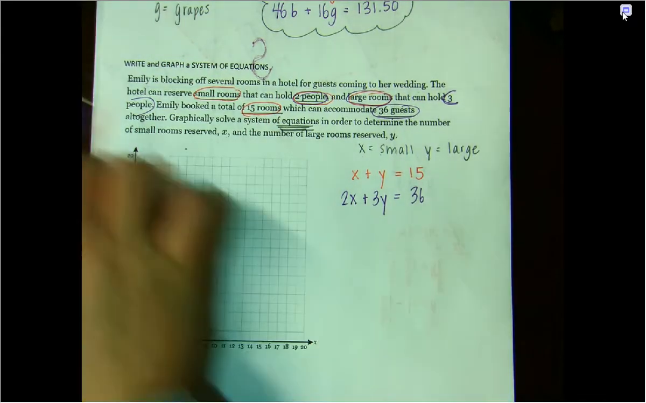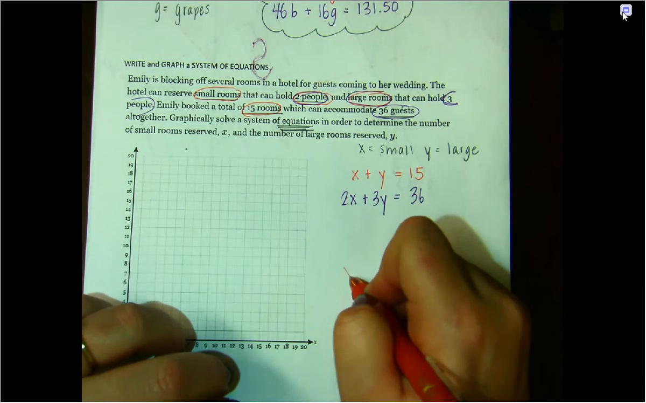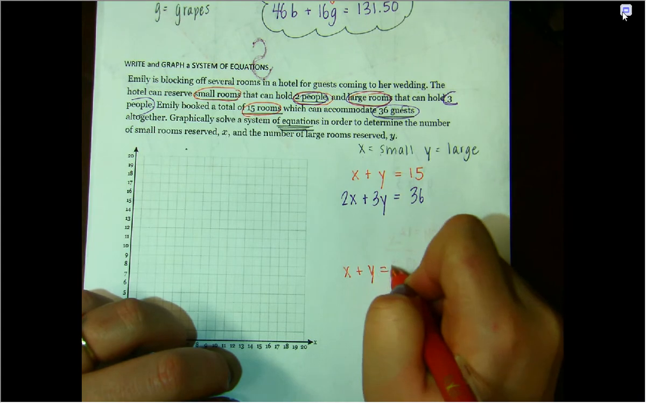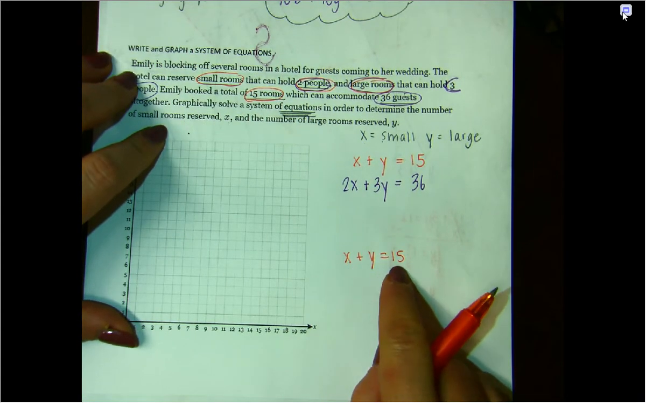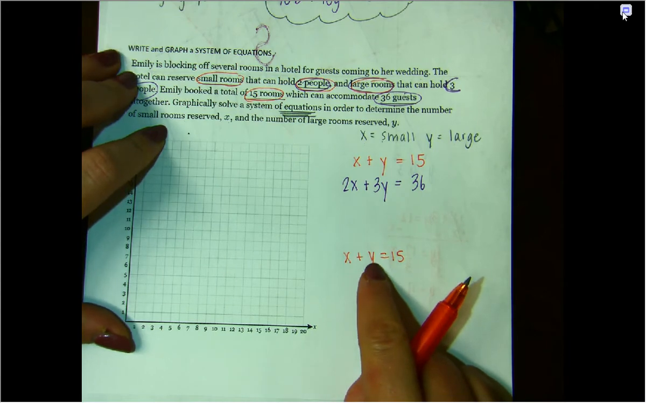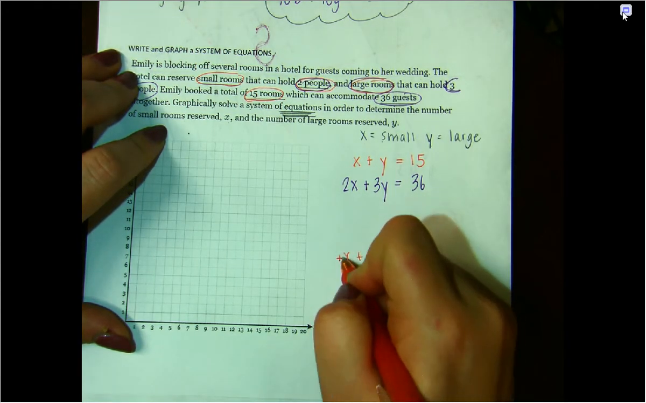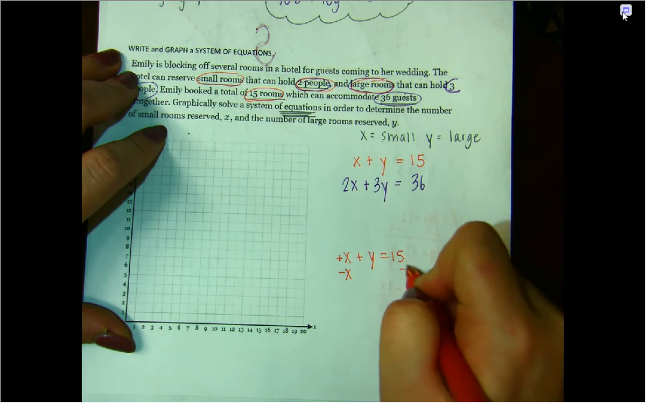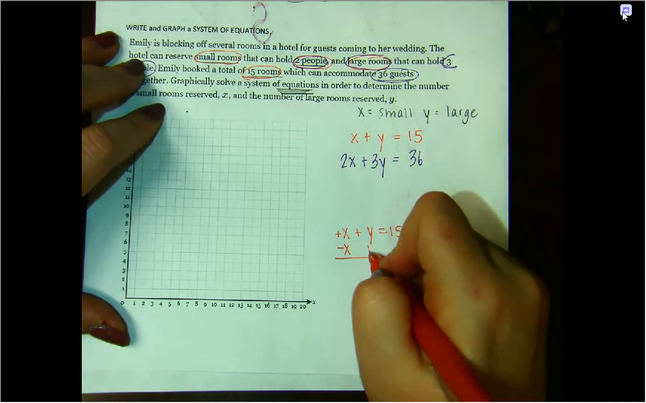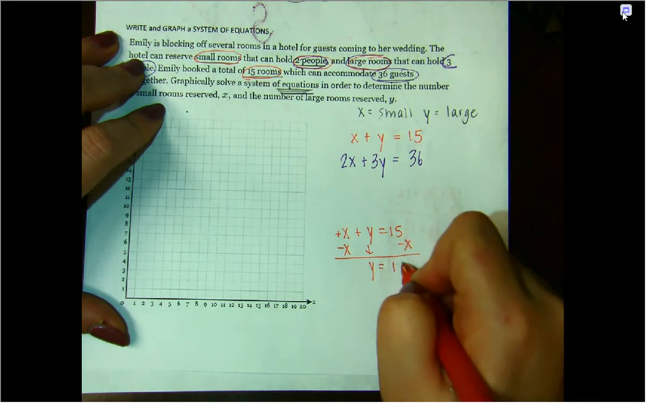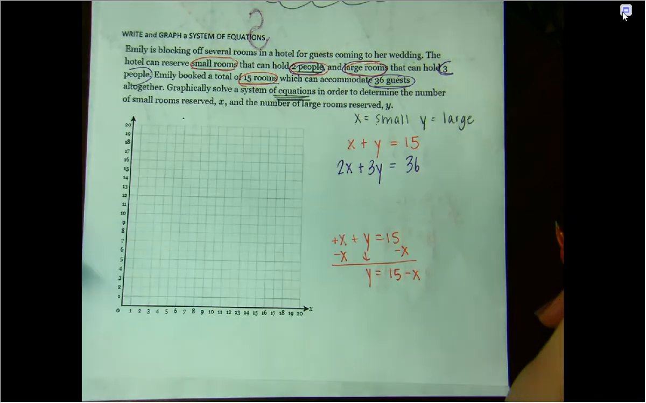First thing I'm going to do is make sure I'm in y equals form all by itself. So here I have x plus y equals 15. Y is not by itself. So the first thing, I'm going to move x. In front of it is a plus sign. So to move it to the other side, I have to use the opposite operation. So minus x, I get y equals 15 minus x.